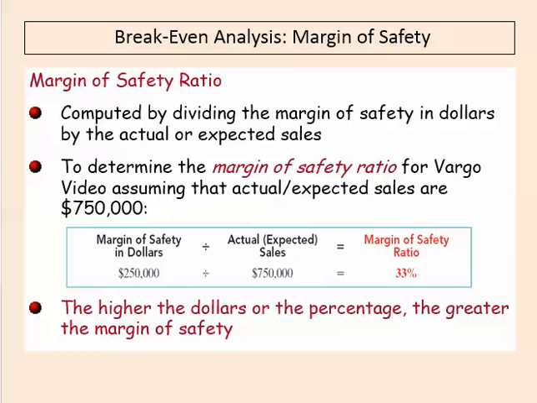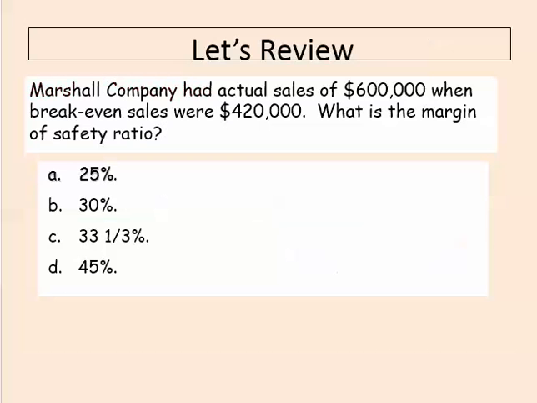You can also take that a little bit further. And this is very similar. So it says compute the margin of safety ratio. If the margin of safety in dollars is $250,000, actual or expected sales are $750,000, the margin of safety ratio is 33%. And here's the important part of this slide. So it says the higher the dollars or the percentage, the greater the margin of safety. So if Marshall Company had actual sales of $600,000 when break-even sales were $420,000, what's the margin of safety ratio?